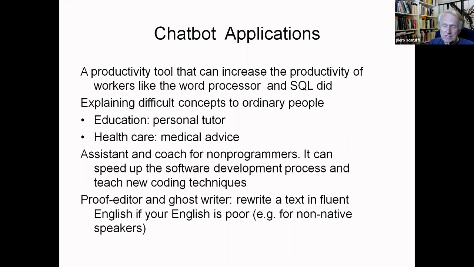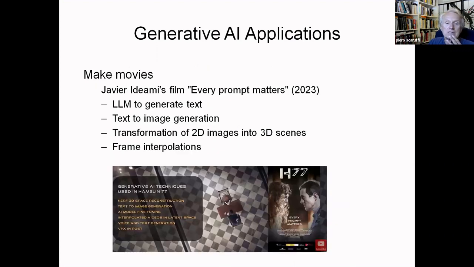Even for software engineers, I hear in some cases they are surprised by the code that is generated by ChatGPT because it uses a different technique. It can certainly be a proof editor and ghostwriter. It can rewrite a text in fluent English, and I think this could be useful, being an immigrant myself, for immigrants, for non-native speakers whose English is not as fluent as the English of people who grew up in English-speaking countries.